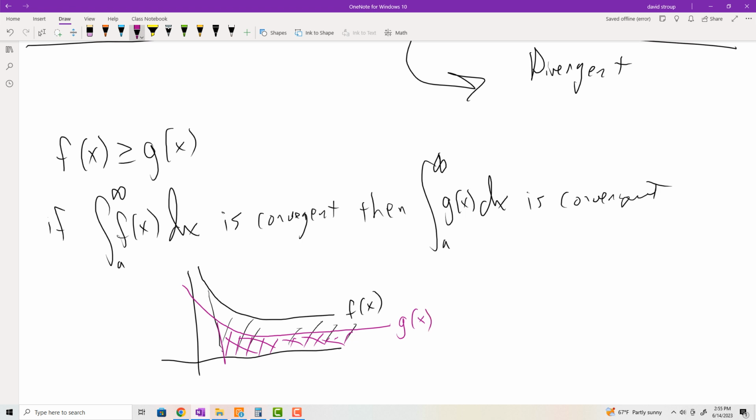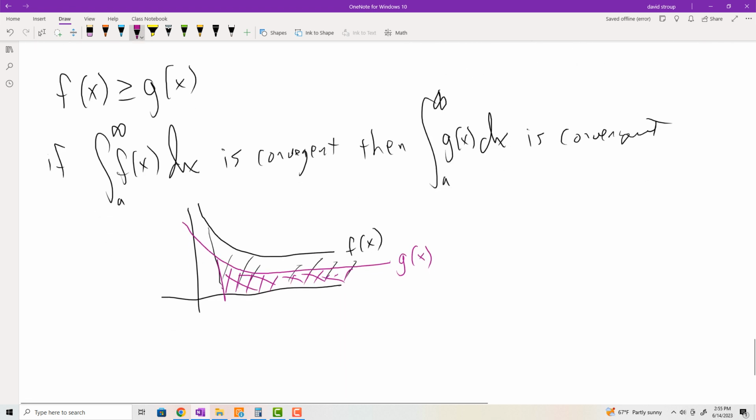Because g of x is less than f of x, so the area underneath it, you suspect, is also going to be less than the area underneath f of x. And if the area underneath f of x is like 5, you can bet the area underneath g of x is going to be less than 5. Okay? Okay, this also works with divergence.